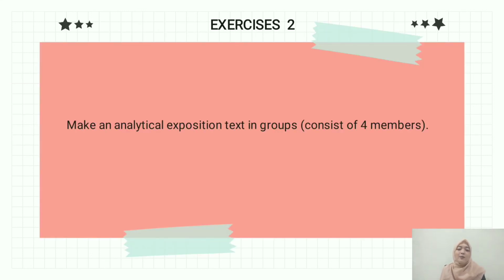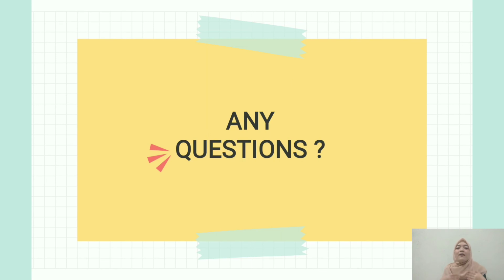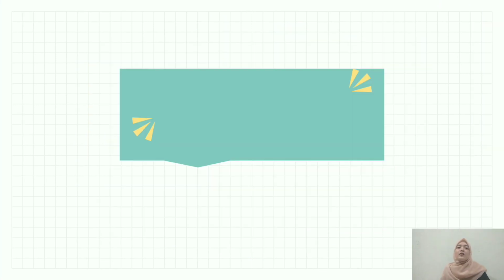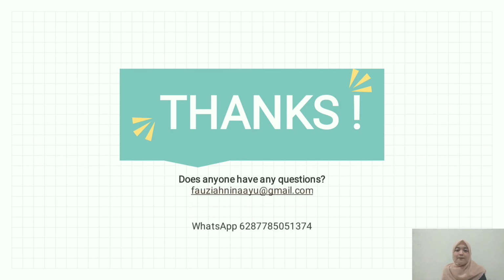Make an analytical exposition text in groups. One group consists of 4 members, and pay attention to the structure and language features of the text. Write down on your book or type on your laptop, and then send it to Google Classroom. Any questions? If you have any questions, send your questions to my email, fauzianinayu@gmail.com, or to my WhatsApp number.